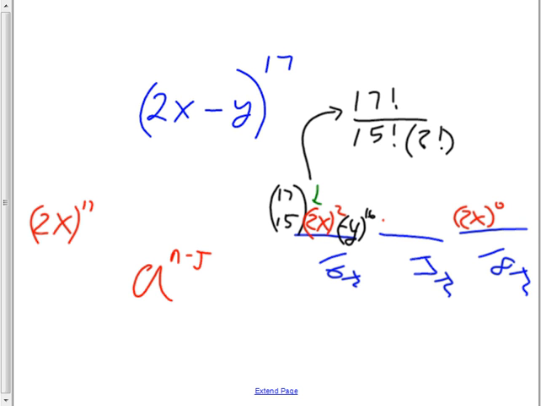Now think of it this way. Remember what I did last time when somebody got stuck? I said, think about the end. How would this end? What's the end game? Negative y to the what? To the 17th here. So then back here it would have been negative y to the 16th, which makes this one negative y to the 15th.